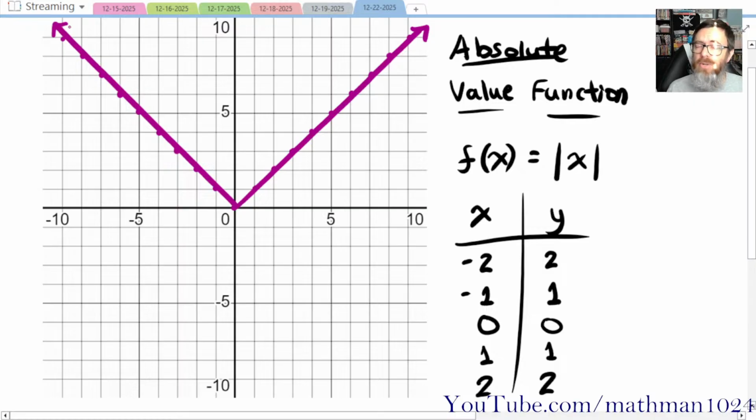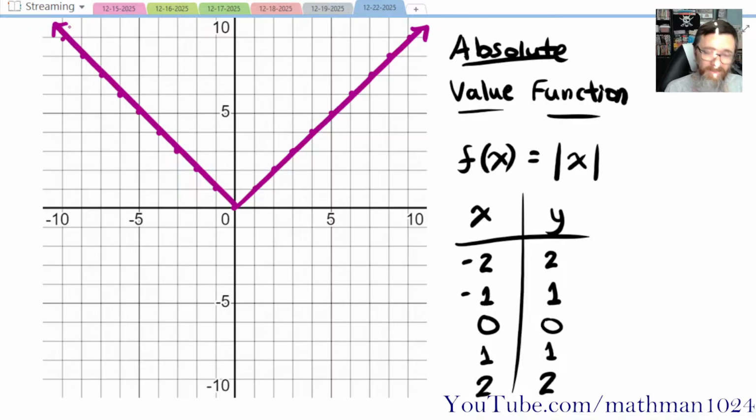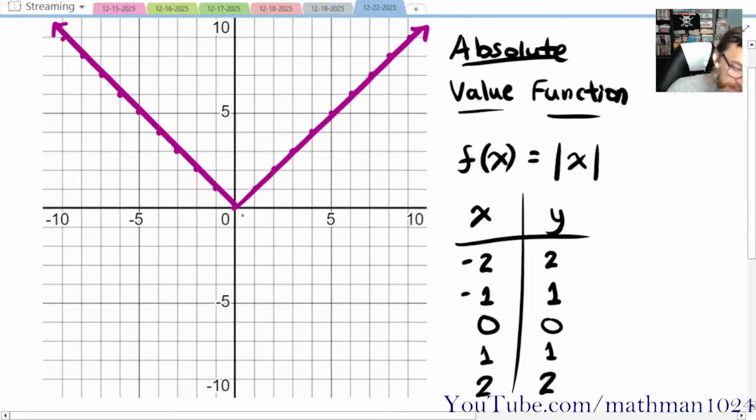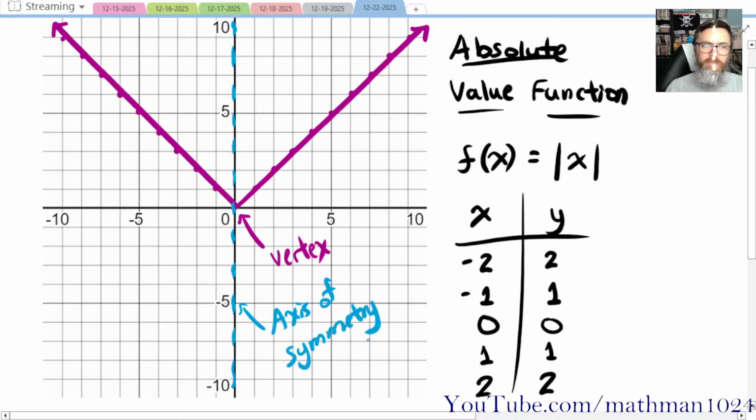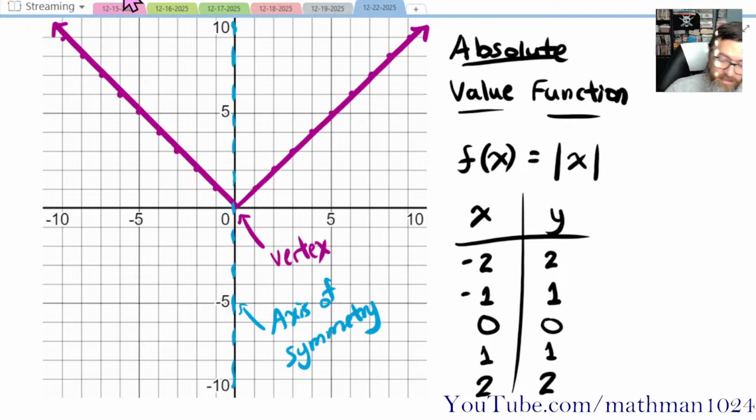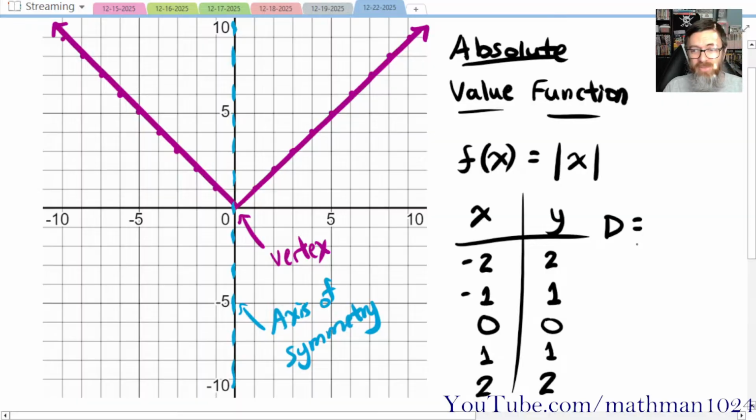Now there are some similarities between the absolute value function and the squaring function. The absolute value function also has a vertex, and just like the parabola, it has an axis of symmetry. We can talk about its domain. I think the domain should be fairly straightforward because you see it goes all the way left, all the way right, so that's going to be all real numbers.